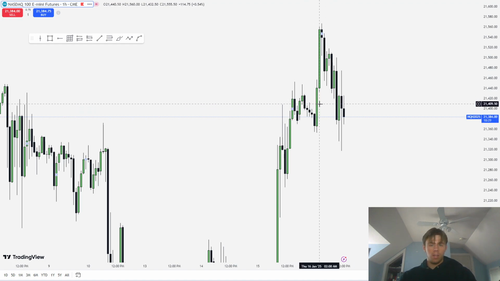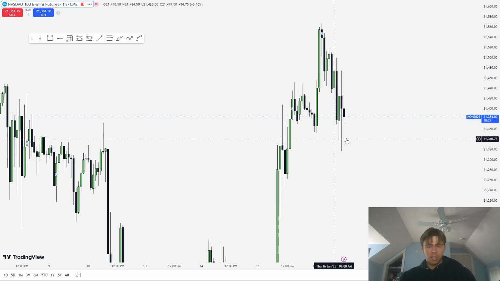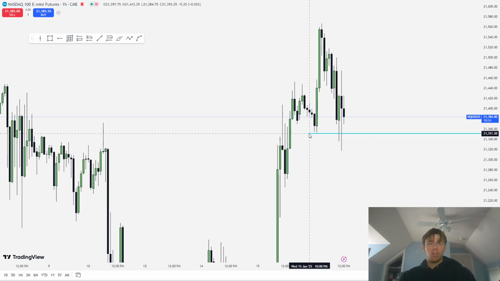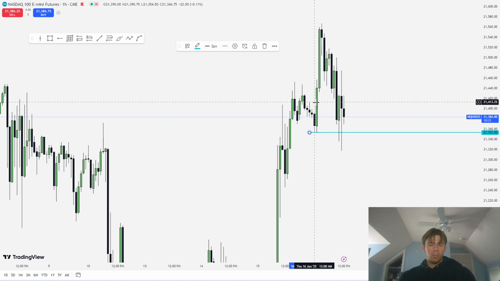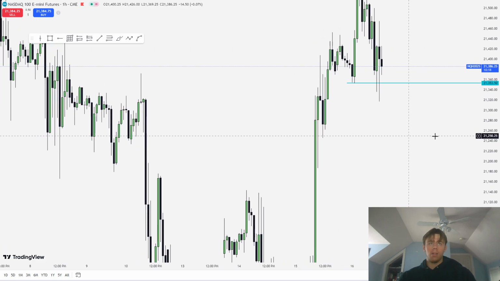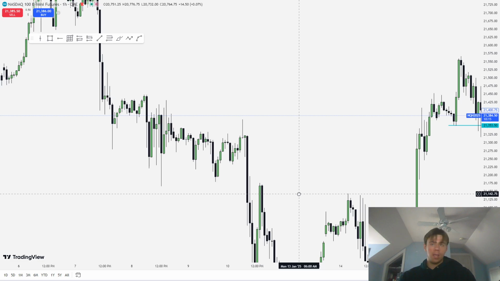Because right here, why is this not good? Because we have the Asia low right here. We have a high time frame key level that's time based right here. Why would we come down to here, rebalance this without running out these stops? So that's why I didn't long in there. I waited for the Asia low.